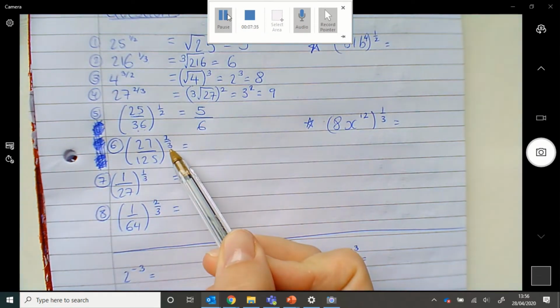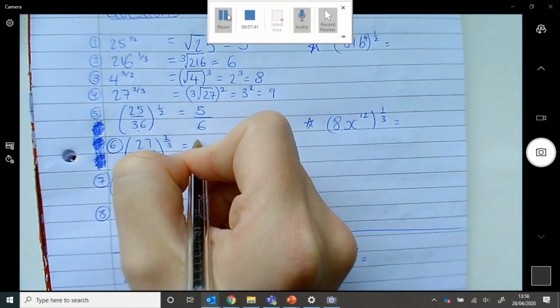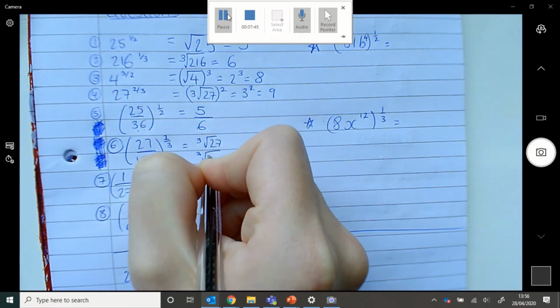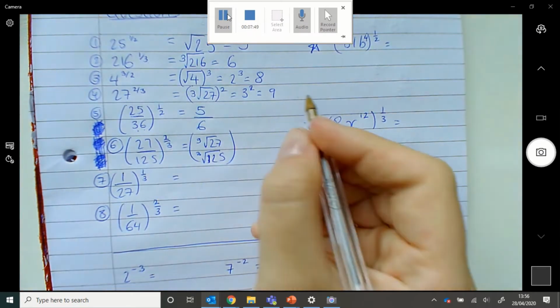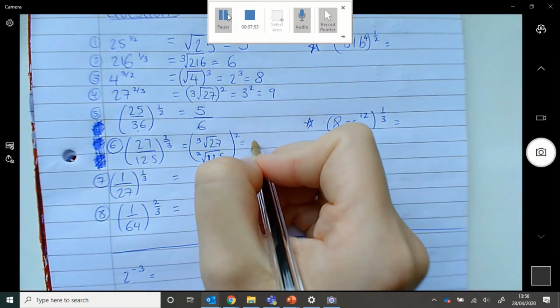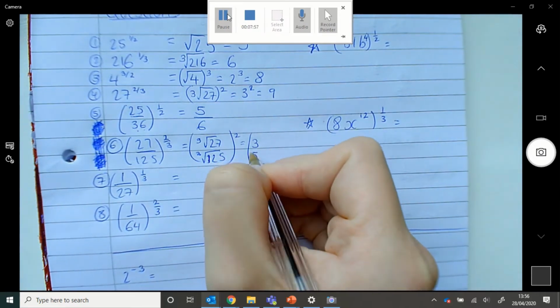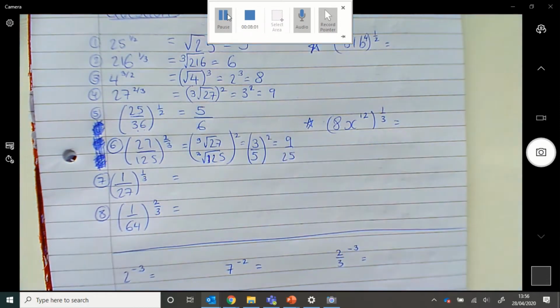Same thing applies here. I've got a denominator of a 3, I always do my denominator before my numerator. Denominator of a 3 means cube root, so I need to cube root both of them. That's a 1, sorry. I need to cube root those, and then I need to square the answers. Cube root of 27 is 3, and the cube root of 125 is 5. I need to square it, so it's going to be 9 over 25.